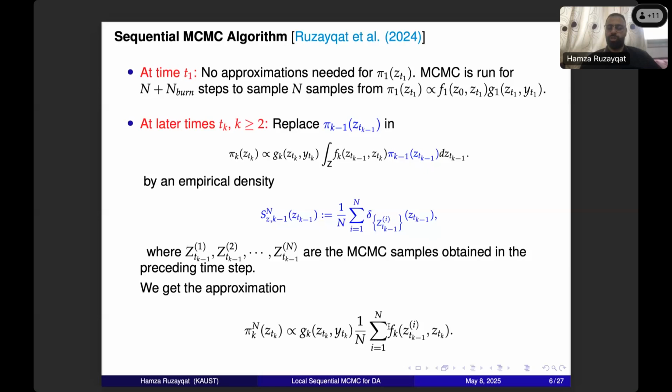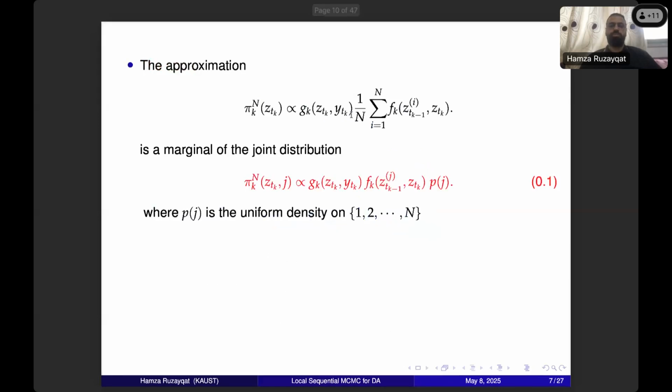A way to get rid of the square is to notice that this approximation is actually a marginal of the joint distribution over R^d and the integers from 1 to n, given in this red equation. So if you take the summation over j from 1 to n, you go back to the top approximation.